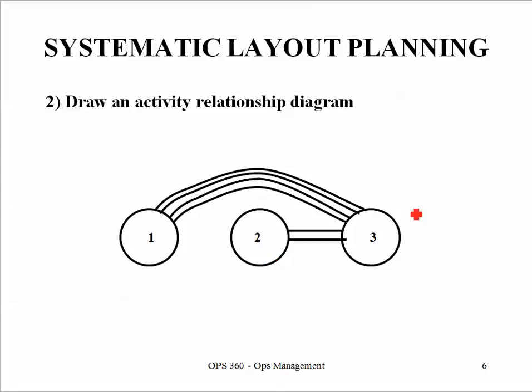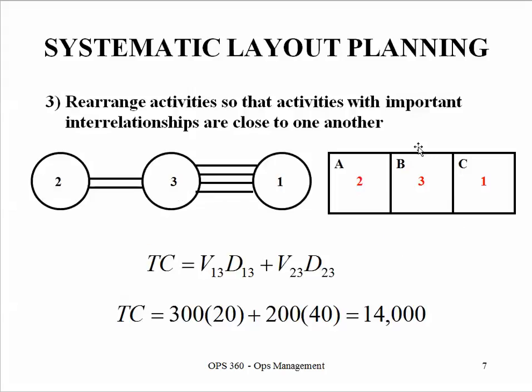So if we're trying to lay these activities out in a long building like this with 3 rooms, it becomes pretty clear that what we need to do is put 3 and 1 close together. 2 and 3 need to be reasonably close as well, not as close as 3 and 1, and then there's no need to have 2 and 1 close together. So I end up with an assignment of activities or work centers to rooms that looks like this. 2 goes in A, work center 3 goes in room B, and work center 1 goes in room C.